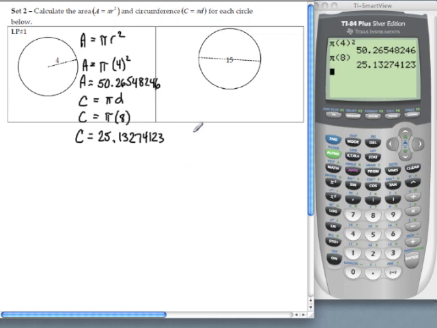And just be careful. On some of these circles, I give you the radius, like we did over here. But on this next circle, I gave you the diameter. So just make sure you're aware of what you're dealing with before you start plugging in numbers for the radius and diameters in your formula.